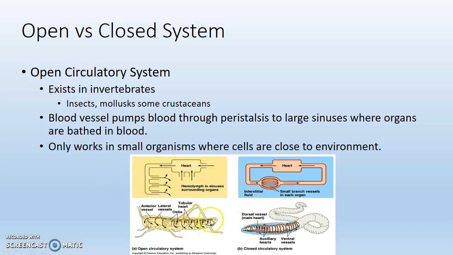So if you take a look at this diagram here, you can see in this grasshopper it has this system of blood vessels along the top of the body. And what ends up happening is the heart, which is going to be at the top of the body, is going to pump the blood, and the blood's going to kind of just dump out over these organs. And it's just going to bathe the organs in blood. And then through this constant pushing out of blood, it's going to eventually make its way back up again, and you're going to get this very basic version of a circulatory system.